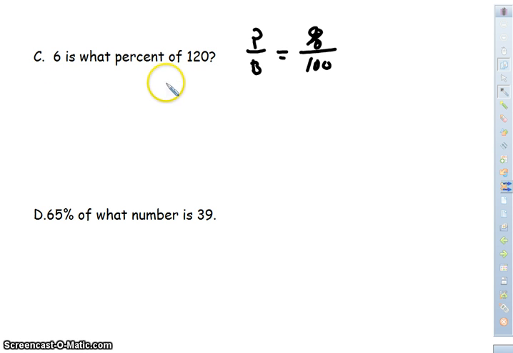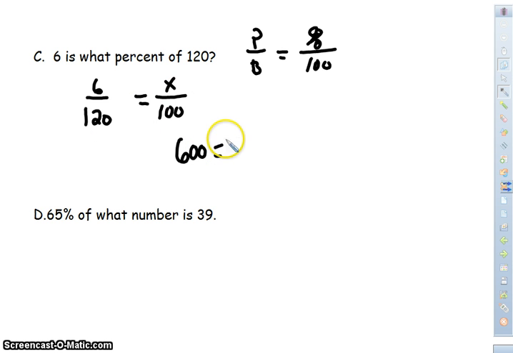So my percent is my question mark, that's x over 100, and 6 is what percent of 120. So 6 is my part. You're wanting to know what it is of 120, so that is my base. Cross multiply. 600 equals 120x. Divide both sides by 120. And 600 divided by 120 equals 5.